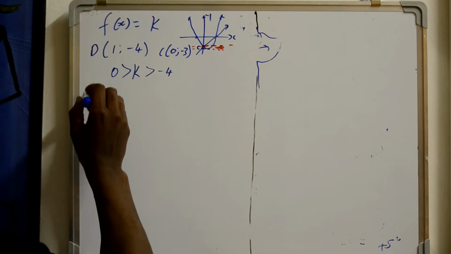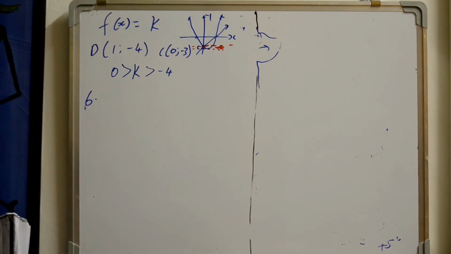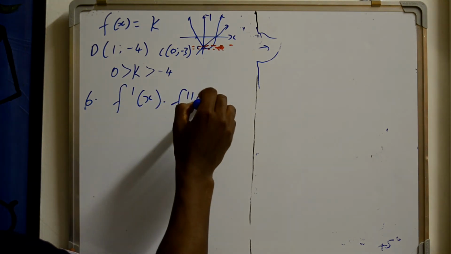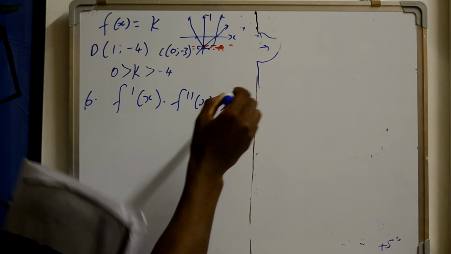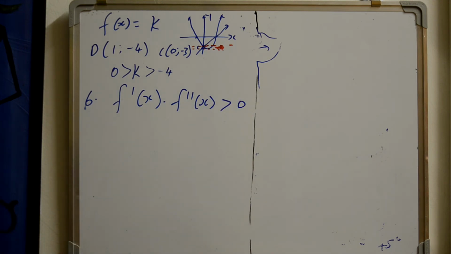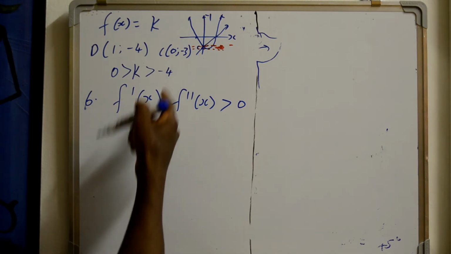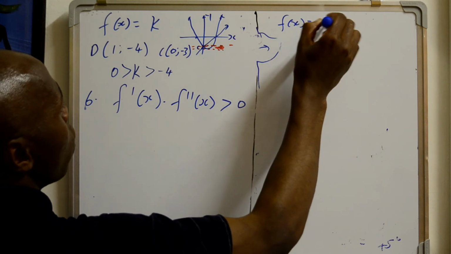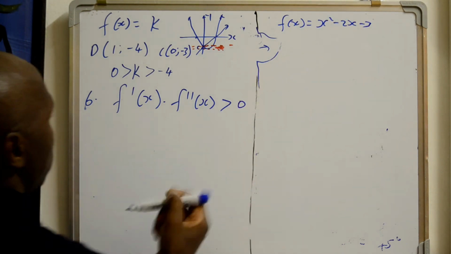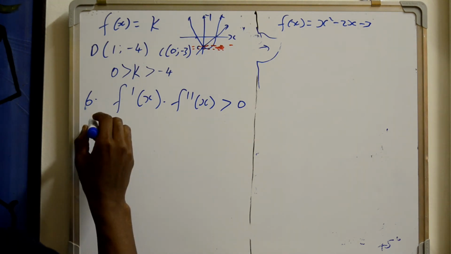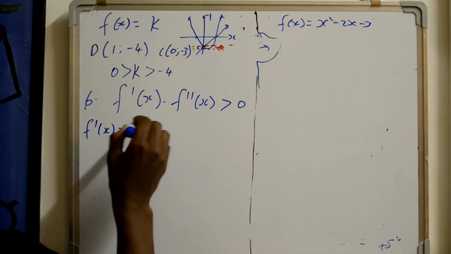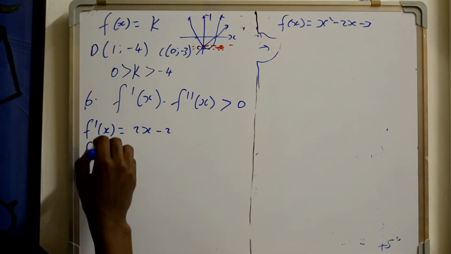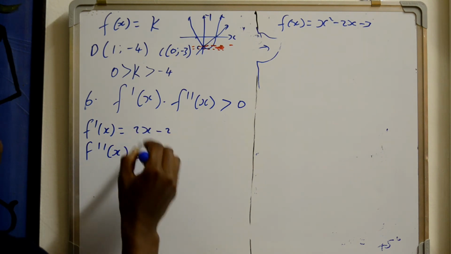Another interesting question, number 6, let me call it. Now it says for which values of x is f prime times f double prime of x greater than 0. Don't stress, this is very simple and easy. f prime is the derivative of that function. We know our function is x squared minus 2x minus 3. The derivative you already know: f prime is equal to 2x minus 2. That is f prime. f double prime of x will be 2.